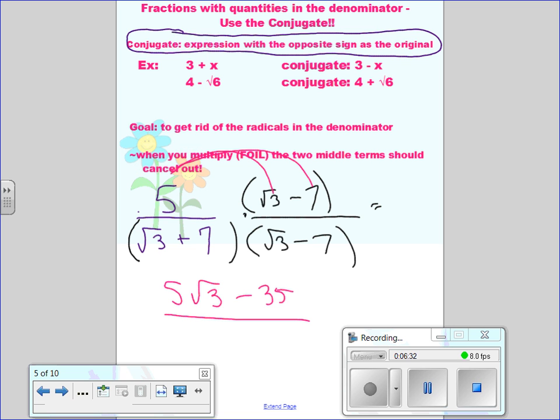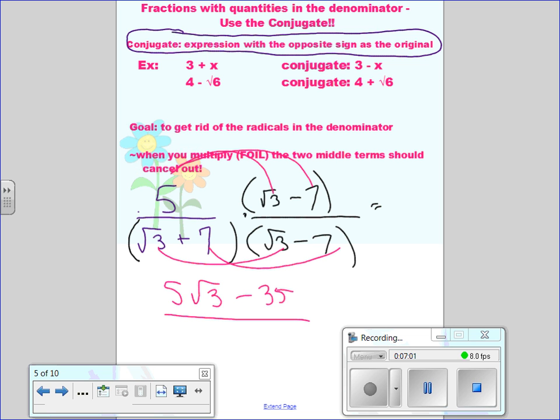And now let's talk about the bottom. The bottom is a foiling problem. There's no doubt about it. First, outside, inside, last. But I have some good news for you. The outers and the inners would actually add up to 0 with conjugates. Because this would be a negative 7 radical 3, and this would be a positive 7 radical 3. And they would go away. So we really only do our matchups of our first terms and our last terms.